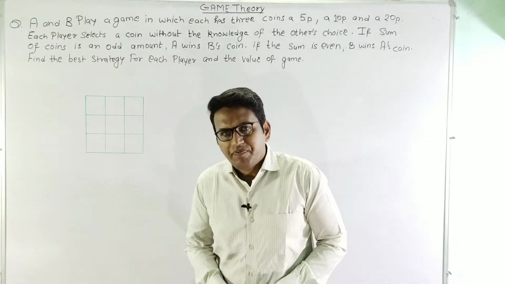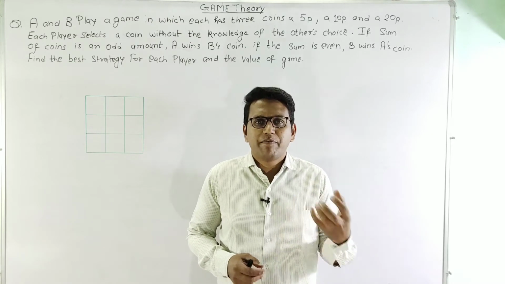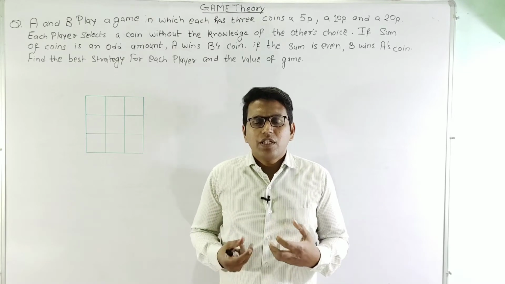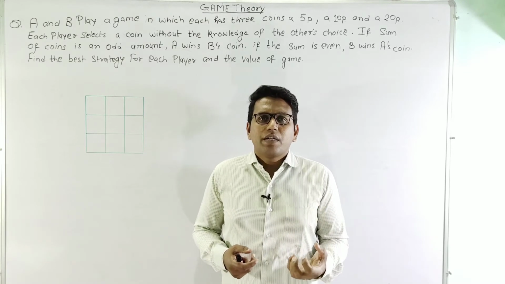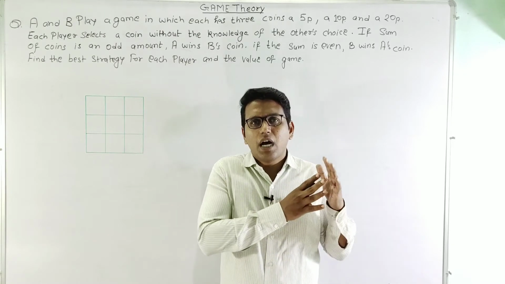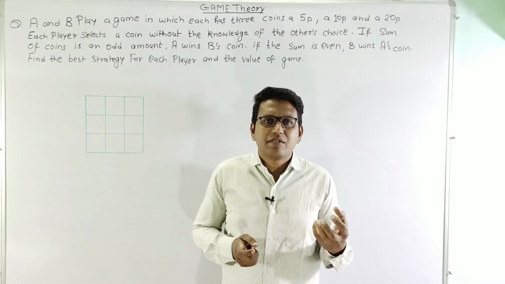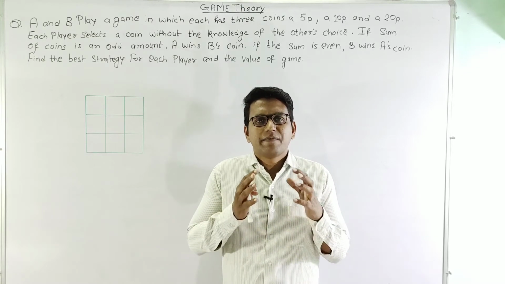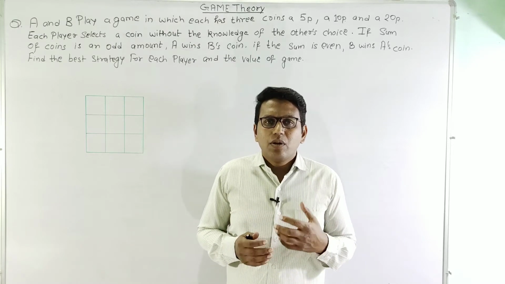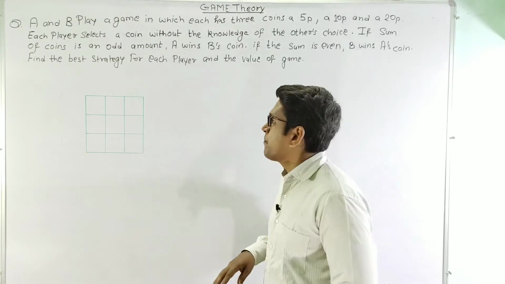So in this problem it has been said that there are 2 players, each having 3 coins, a 5 paise coin, a 10 paise coin and a 20 paise coin. Each player puts forward a coin without the knowledge of the other's choice. When the sum of the coins is odd, player A wins player B's coin, and if the sum is even, player B wins player A's coin. So let us first of all prepare the payoff matrix here.